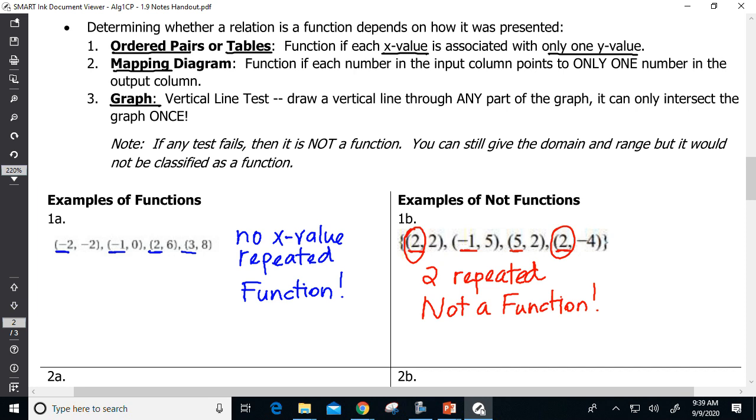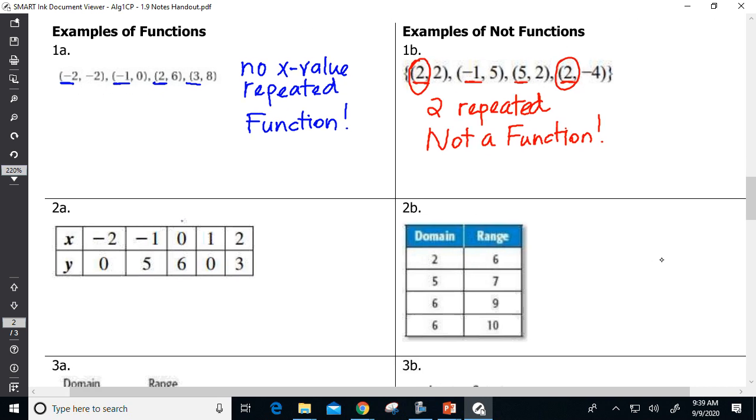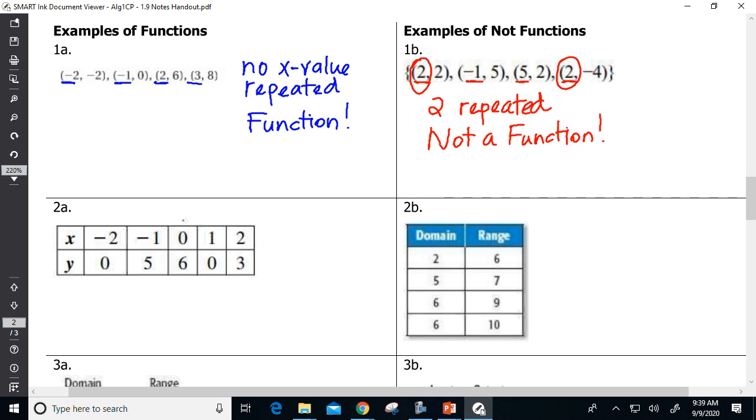Tables do the same thing. Tables follow the same rule. So, for a table, -2, -1, 0, 1, 2. So again, there's no repeats. Remember, the y value can do whatever it wants. It's the x value that cannot repeat. No repeats, it's a function.